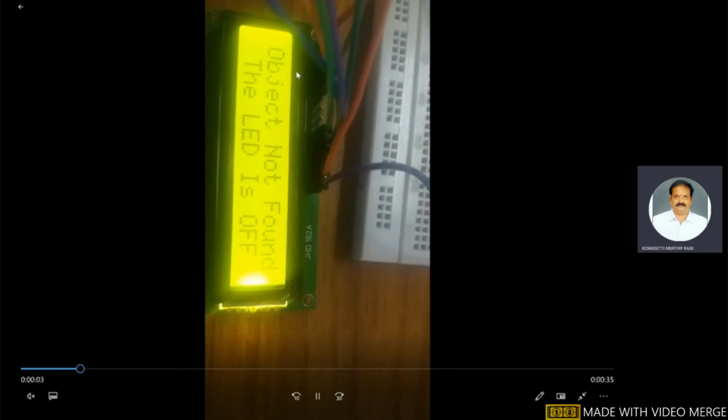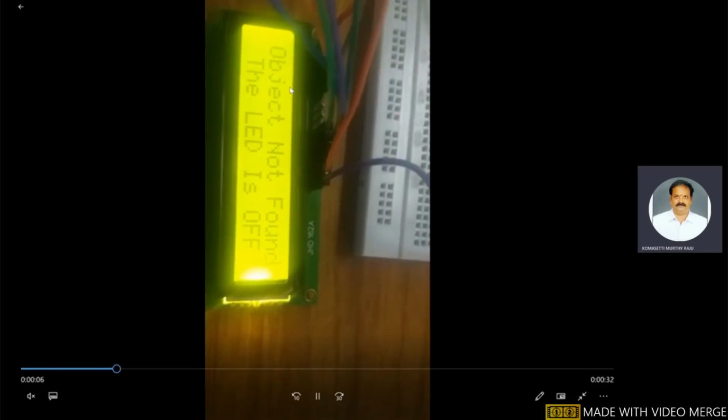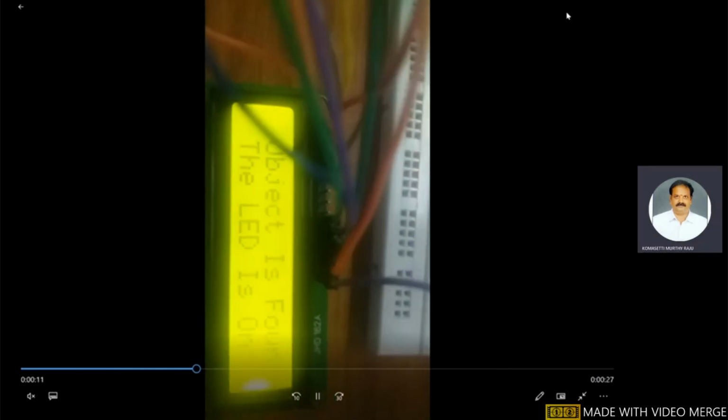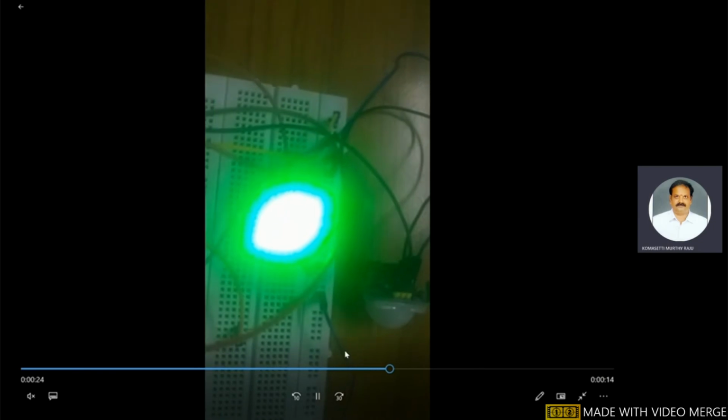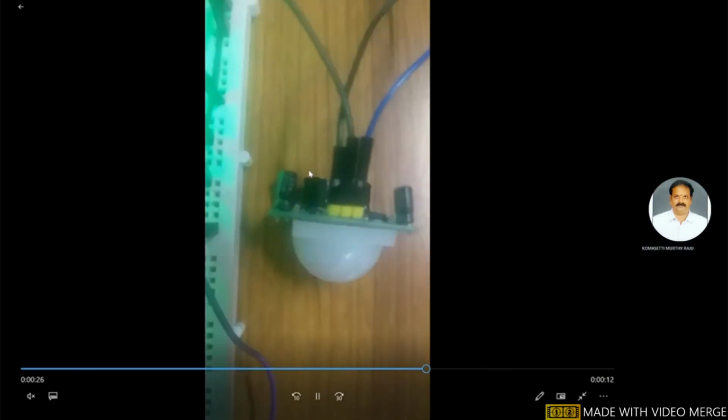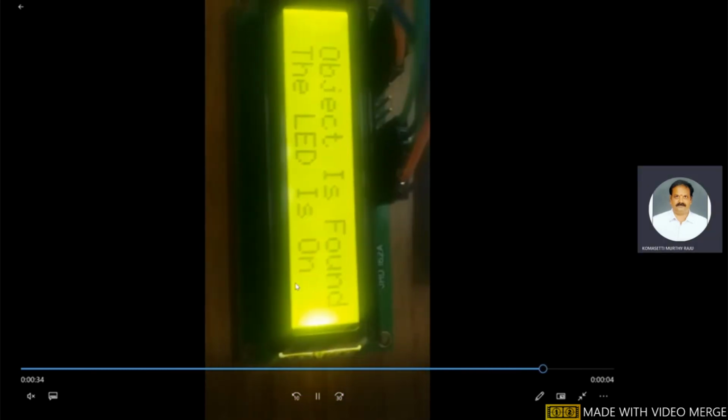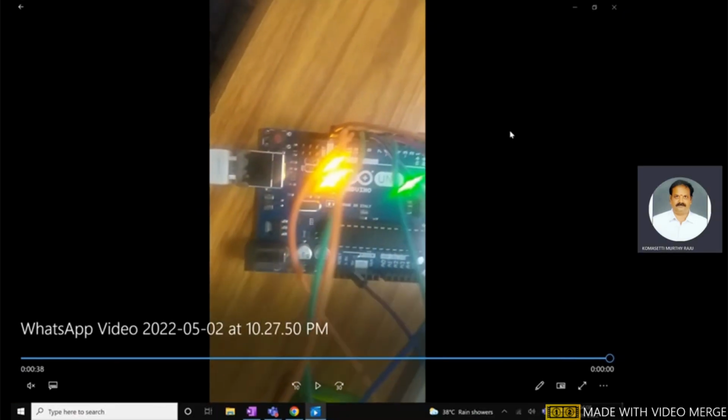In hardware, I have made connections between the LCD board, the LED, and the UNO board. This one is the LCD, this is the LED, and the UNO board. This one is the PIR sensor. LED is on means the object is recognized. The object is found, the LED is on. If the LED is off, the object is not recognized.